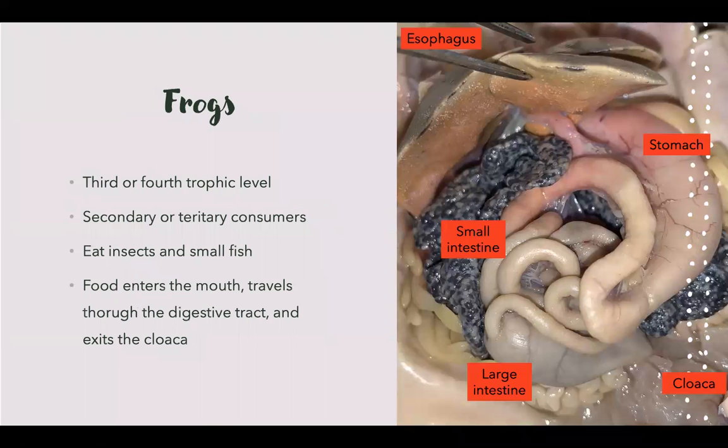Frogs are from the third or fourth trophic level, which means they're secondary or tertiary consumers. They eat insects and small fish, and food enters through their mouth and travels through the digestive tract, starting in the esophagus, then to the stomach where acids break down the food. The small intestine then absorbs nutrients, the large intestine absorbs some more, and waste is excreted through the cloaca.